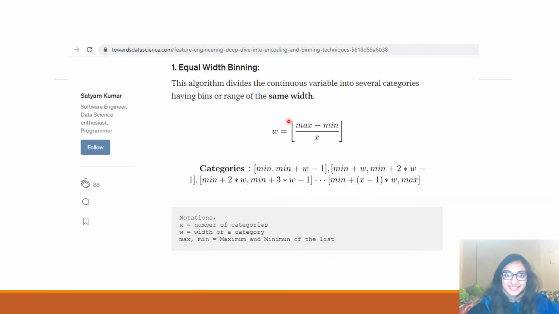So what this is telling us is equal width binning, and credit goes to Satyam Kumar for this slide here. The algorithm for equal width binning is just dividing a continuous variable into several categories having bins or a range of the same width. So this is a way to discretize, to go from continuous data to categorical data. You have your maximum value and your minimum value, and this is defined as our range. This part here is the range of the variable.